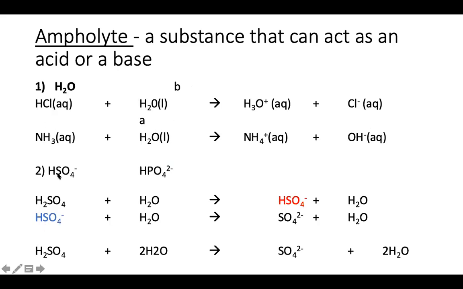Then we looked at another example, HSO4-. If you take H2SO4 plus H2O, it gives you HSO4- plus H3O+. In this case, H2SO4 is your acid and HSO4- is your base. Then if you look at another example, HSO4- plus H2O gives you SO4 2- plus H3O+. Looking at HSO4- and SO4 2-, SO4 2- is your conjugate base and HSO4- will be your conjugate acid. So in one reaction, HSO4- acts as a base, and in the other case, HSO4- acts as an acid.